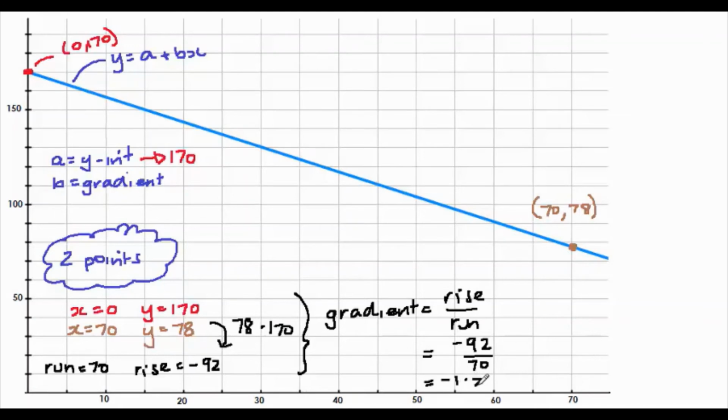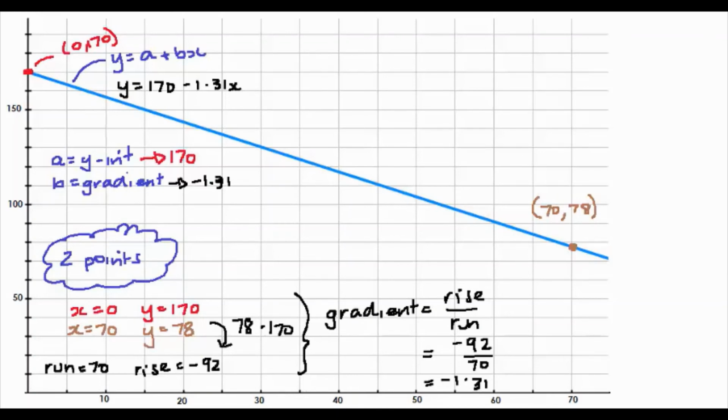Negative 1.31. And what that means is my equation here, if my gradient is negative 1.31, my equation for this line will be 170 minus 1.31 times x. But there is a better way or a faster way to do that, and I'll show you that now.